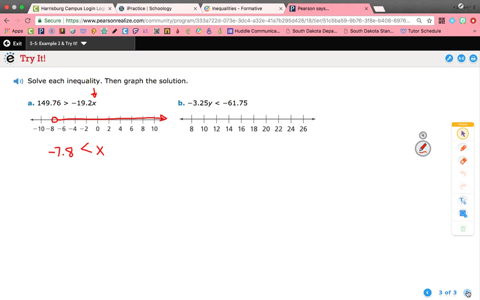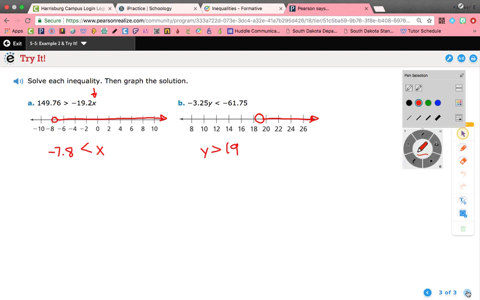In B, we have -3.25y is less than -61.75. So we're going to take -61.75 and divide it by -3.25, and we're going to get 19. So here's my y over here. It used to be less than, but I divided by a negative, so it's going to be greater than 19. So y is greater than 19. Here's 19 somewhere here. It does not include 19 because there's no line underneath the symbol. And it is greater than 19. That's where all those numbers are that way.